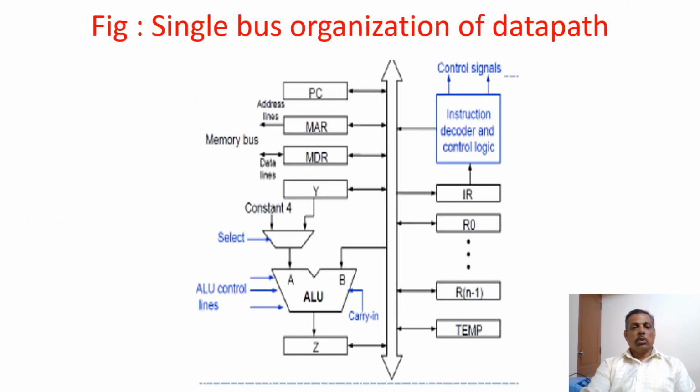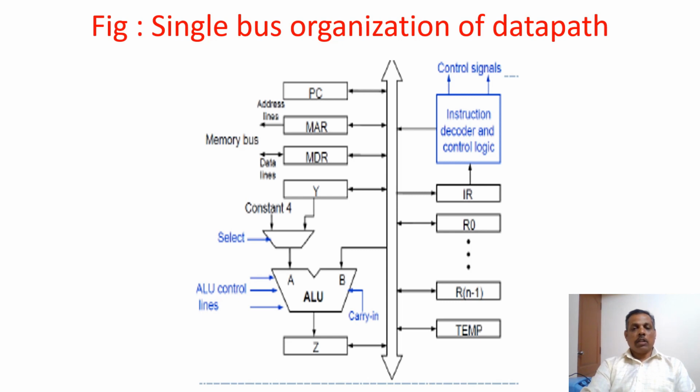So this diagram shows you the single bus organization of a data path design of a CPU. This contains PC, program counter, MAR, memory address register, MDR, memory data register or memory buffer register, and Y is a temporary register, and a multiplexer used for selecting constant 4 or the value present in Y register for the purpose of updating program counter. And the next component is ALU.